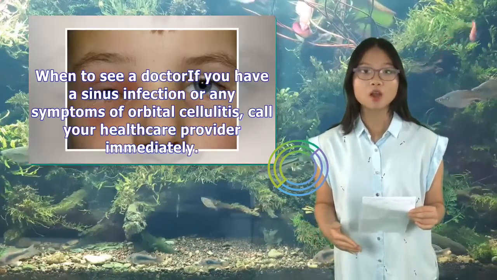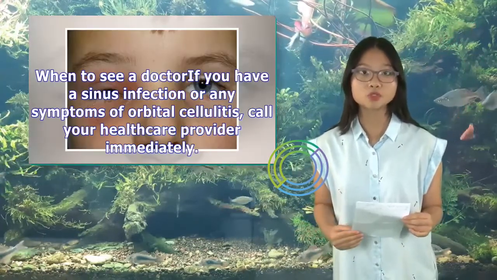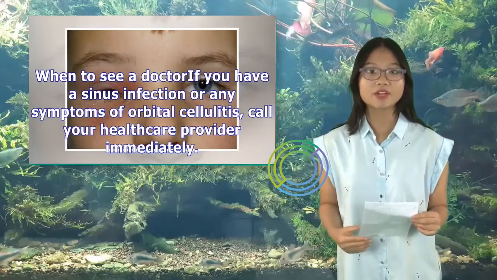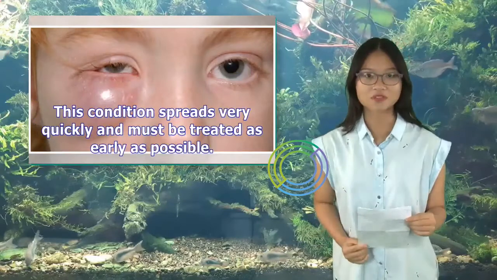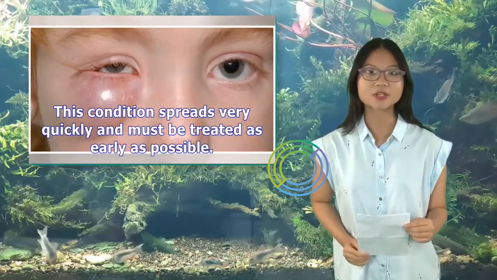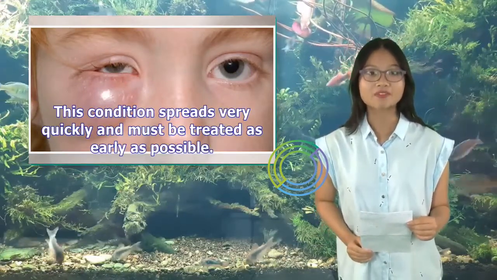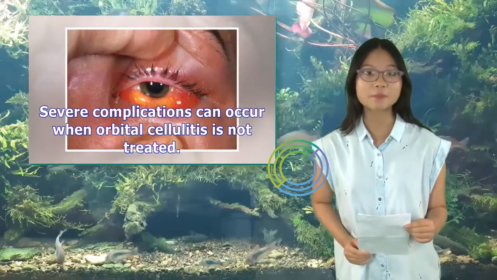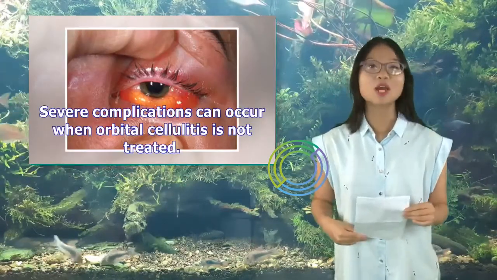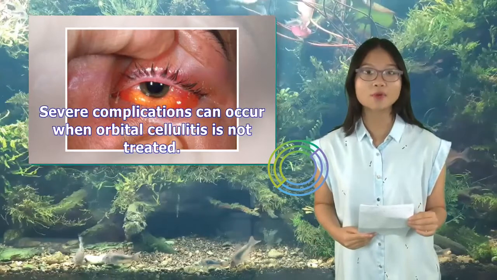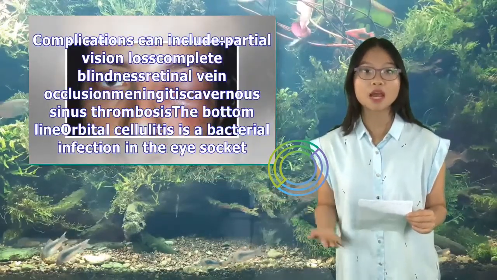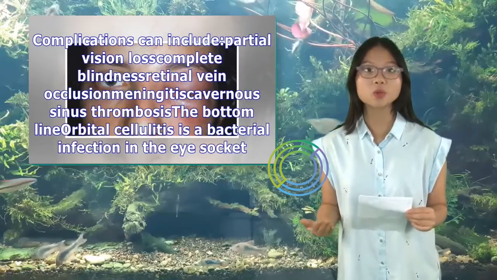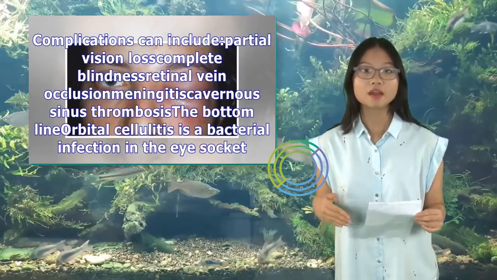When to see a doctor: if you have a sinus infection or any symptoms of orbital cellulitis, call your healthcare provider immediately. This condition spreads very quickly and must be treated as early as possible. Severe complications can occur when orbital cellulitis is not treated. Complications can include partial vision loss, complete blindness, retinal vein occlusion, meningitis, cavernous sinus thrombosis.